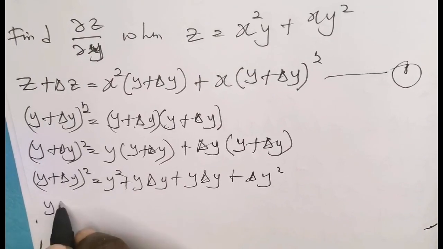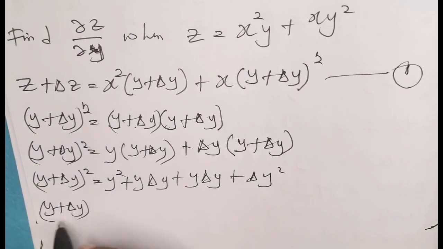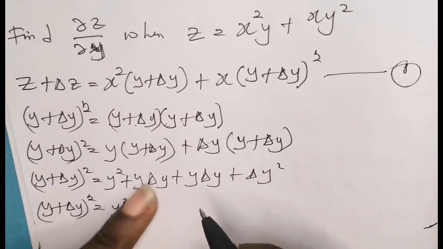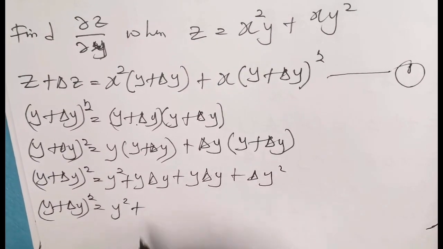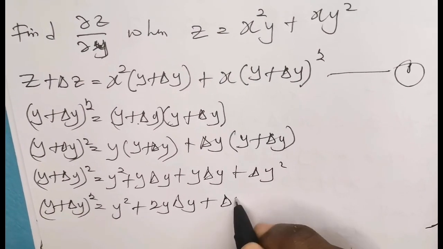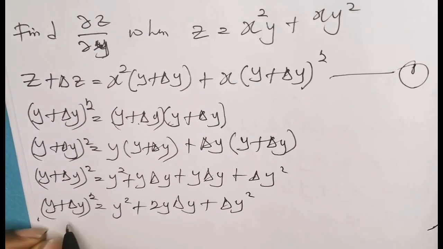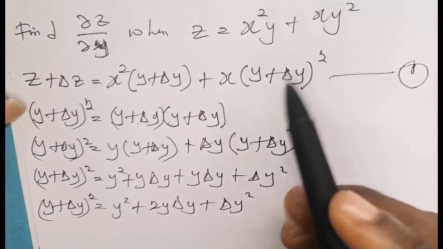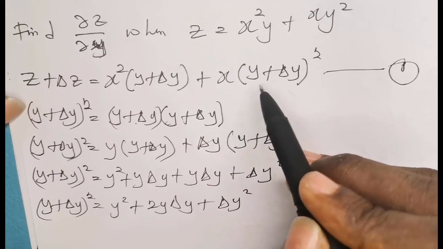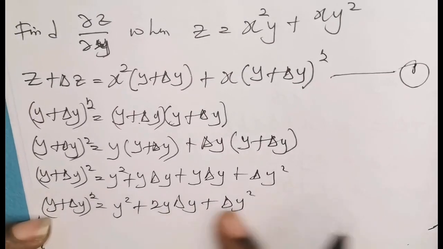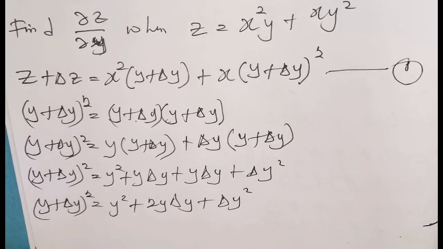So y plus change in y all squared is now equal to y squared plus y change in y plus y change in y, that gives us 2y change in y, plus change in y all squared. So this expansion is actually this. In place of y plus change in y squared in equation 1, we are going to be putting these whole values down there. All right.